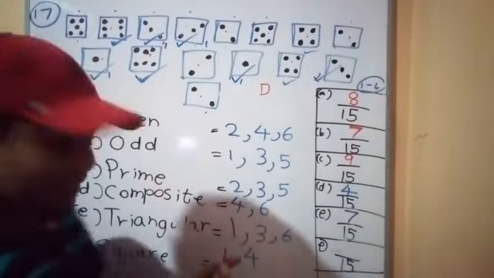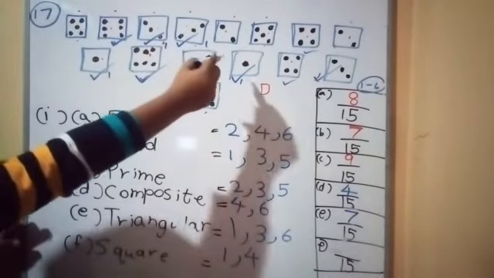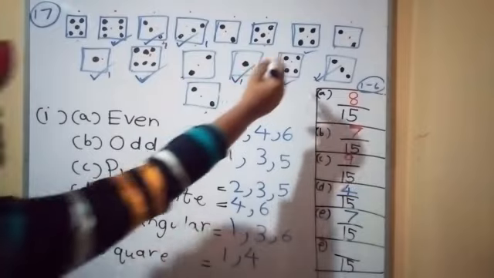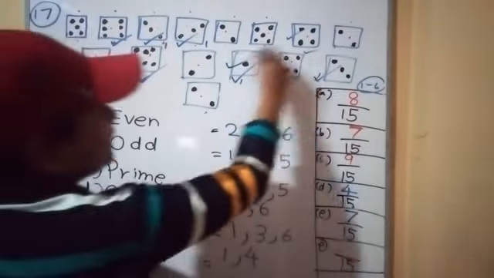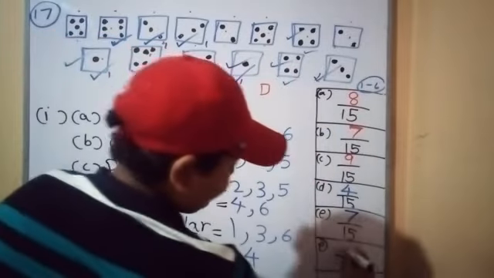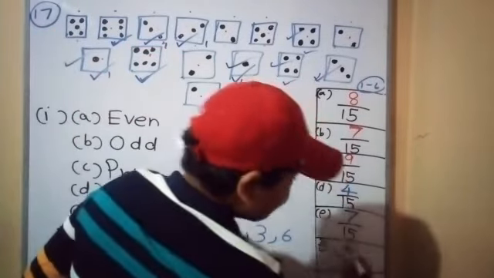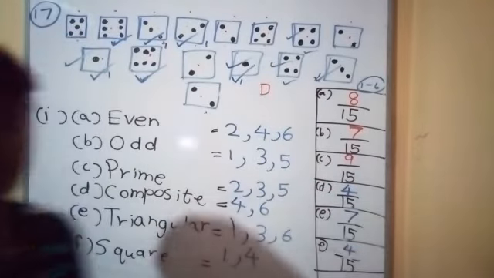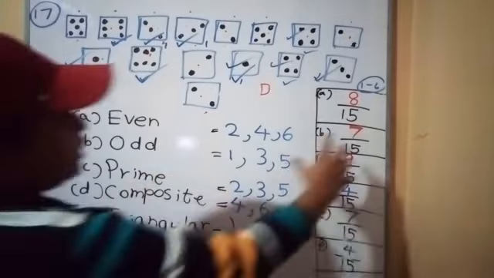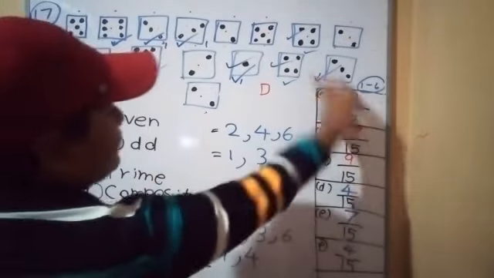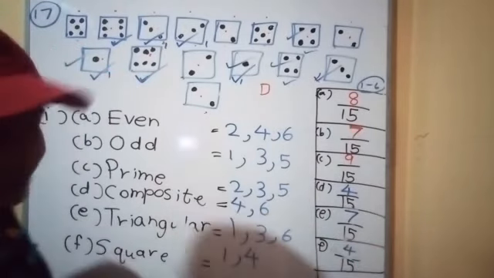The square numbers 1, 4 only. Now the 4, 1, 2, 3, 4. 15 over 4. So these are the fractions and the occurrences in that. The first one: 8 of 15, 7 of 15, 9 of 15, 4 of 15, 7 of 15, 4 over 15.